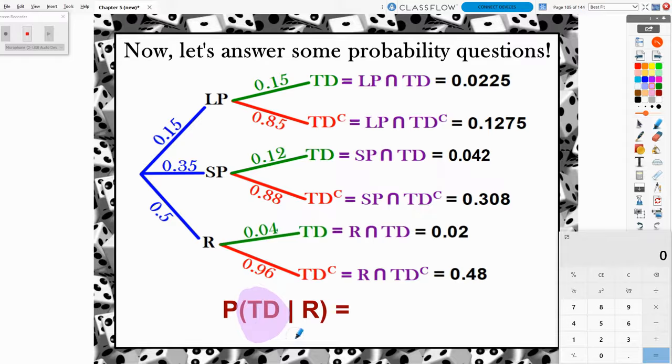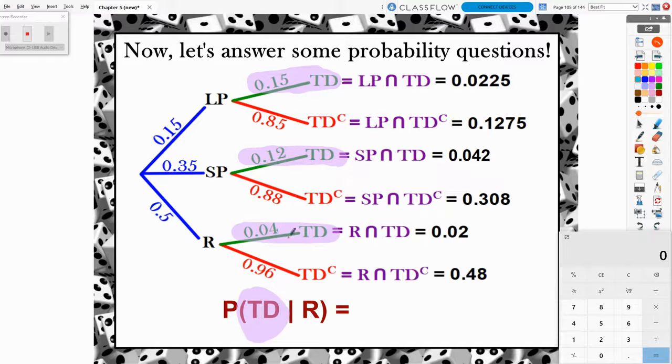But then I got to think about, well, there's three different ways in which they could score a touchdown. They could score a touchdown 15% of the time given that they did a long pass. There's a 12% chance that they'll score a touchdown given that they run a short pass. And there's a 4% chance of a touchdown given that they ran the ball. And it's this last probability that really represents what we are being asked to find.